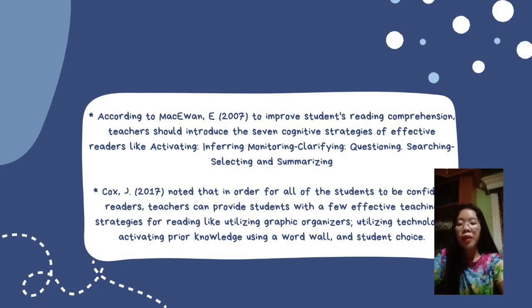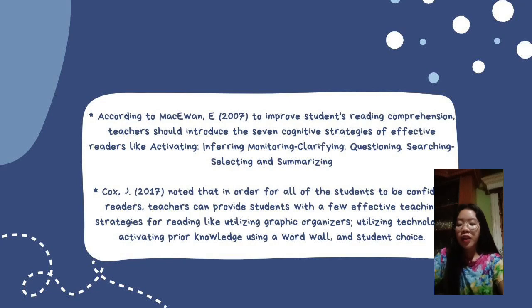Activating means priming the cognitive pump in order to recall relevant prior knowledge and experiences from long-term memory in order to extract and construct meaning from text. The second cognitive strategy is inferring, which brings together what is spoken or written in the text, what is unspoken or unwritten in the text, and what is already known by the reader in order to extract and construct meaning from the text.